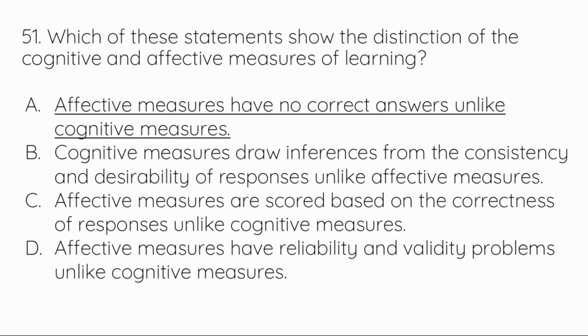They have correct answer keys. Cognitive kasi, objective test, for example, may correct answer keys. So such cognitive measures do not depend on the desirability of the responses but on the correctness of responses. So ibig sabihin, this makes options B and C wrong. Reliability and validity challenges can exist in both cognitive and affective assessments, not just affective, making option D incorrect. So the correct answer is A.